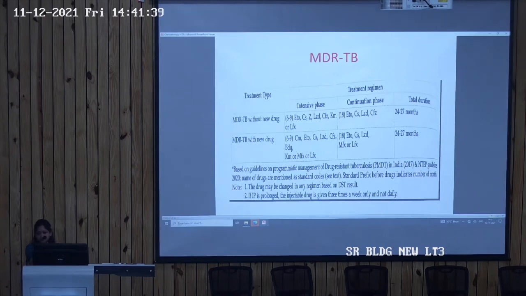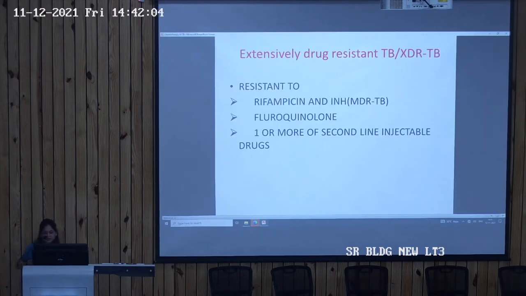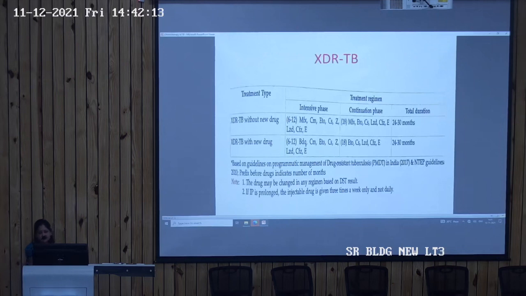6 and 4, 7 and 5. And that is again for 24 to 27 months. So MDR TB duration is 24 to 27 months. Then come to extremely drug resistant TB. You have resistance to rifampicin and INH, and fluoroquinolone or one or more of the second line injectable drugs, that is known as XDR TB.